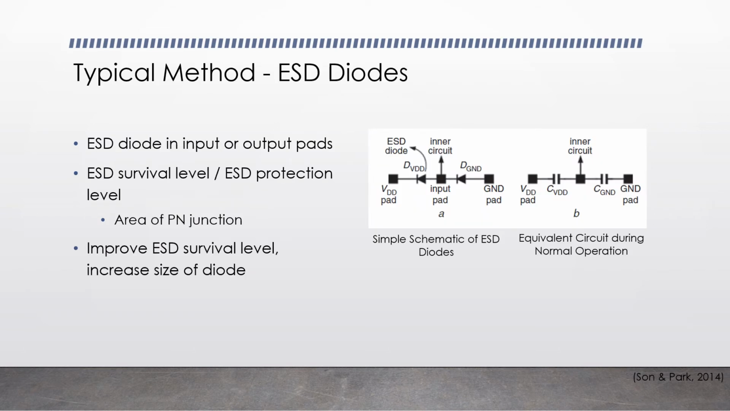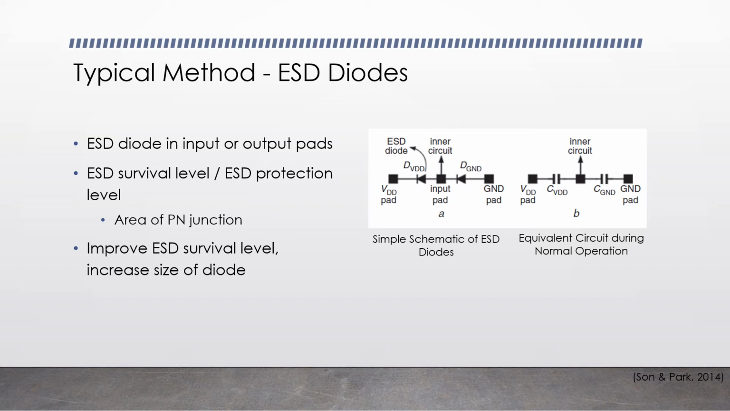The typical ESD protection method is using an ESD diode at the input or output pad of ICs. In the figure of the schematic, DVDD and DGND are two ESD diodes connected to the VDD and GND pads to protect the inner circuit at the input pad of the IC. The right figure is the equivalent circuit during normal operation.